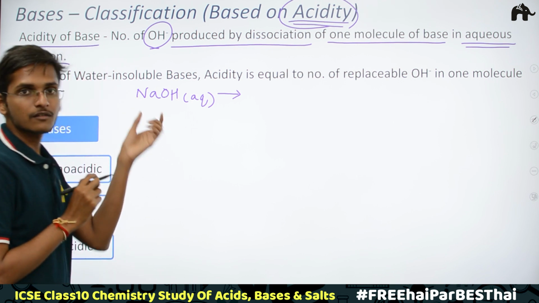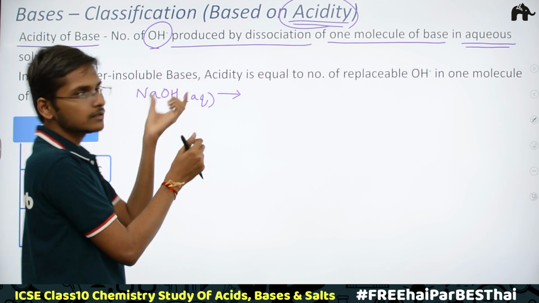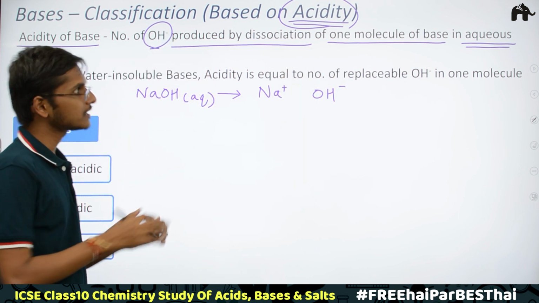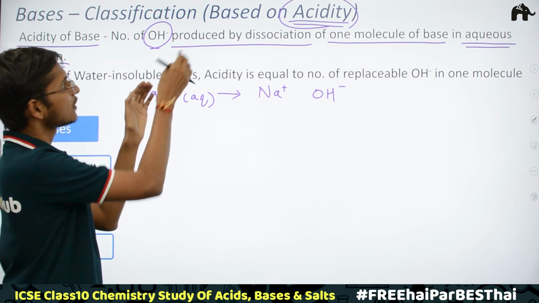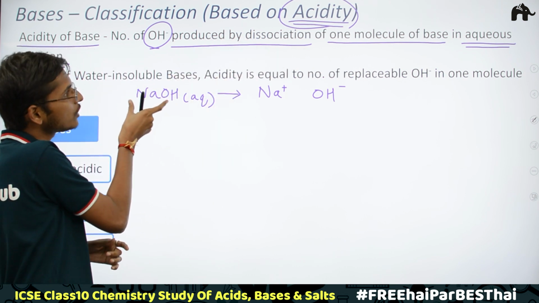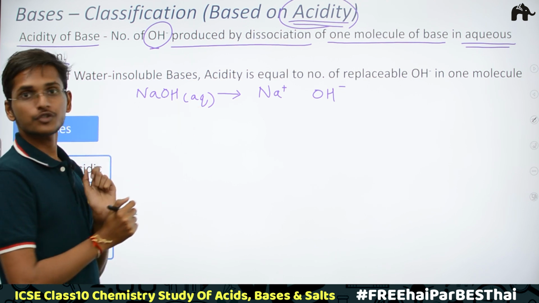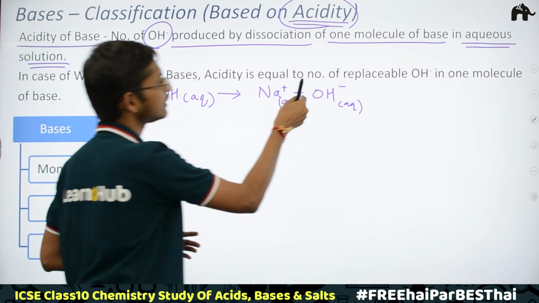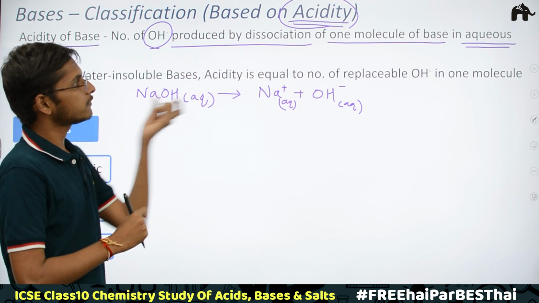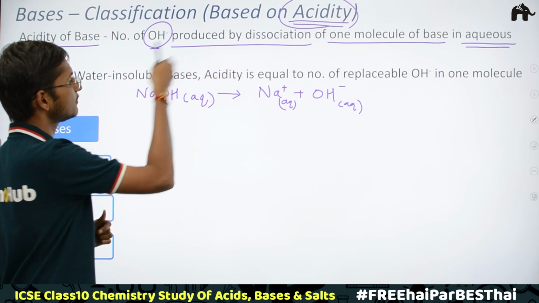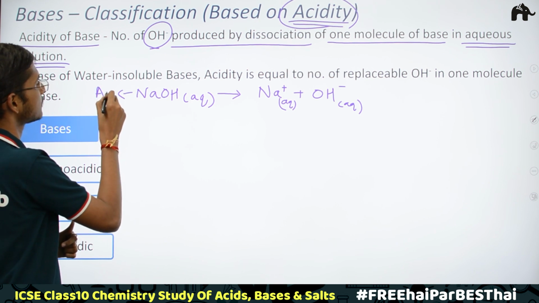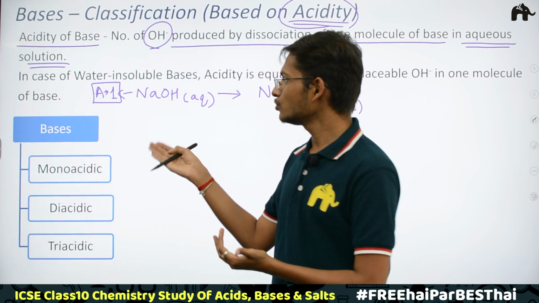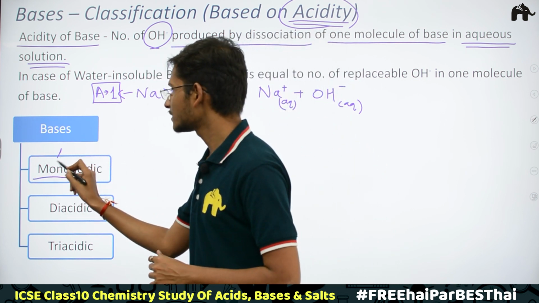Now what is happening? NaOH is getting dissociated into Na+ and OH-, right? So what is produced? OH- ions are produced by dissociation of one molecule of the base in aqueous solution. Clear? Now what is acidity? The number of OH- ions which are produced. Here only one OH- ion is produced after the dissociation of one molecule of NaOH in aqueous solution. Therefore the acidity of NaOH is 1. Very simple. Clear?